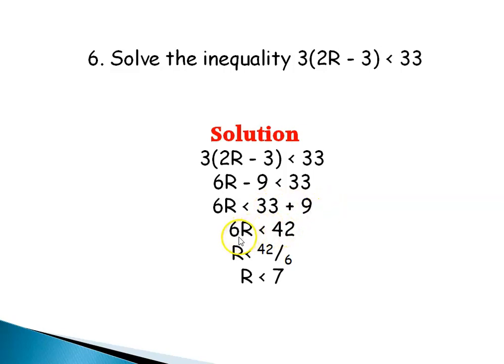6r less than 42, because 33 plus 9 is 42. At this point, I'm going to divide both sides by 6. 6r divided by 6 is r. 42 divided by 6 is 7. So r less than 7 is the solution to that inequality.